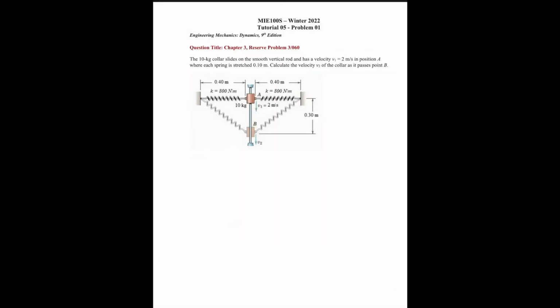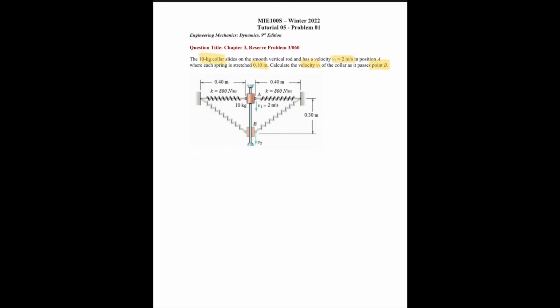Okay, so starting with question 1. The 10 kilogram collar slides on the smooth vertical rod and has a velocity v1 of 2 meters per second in position A, where each spring is stretched 0.1 meters. Calculate the velocity v2 of the collar as it passes by point B.